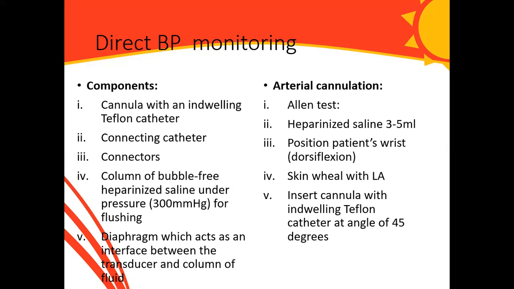So the next step is to do your arterial cannulation. Importantly, you must do your Allen test to confirm collateral circulation of the radial artery. And in the foot, you can do a modified Allen test. You want to get heparinized saline, about 3 to 5 ml, available, and dorsiflex the patient's wrist. We all know this. You obtain a skin wheal and you put your cannula with a Teflon catheter at an angle of 45 degrees.